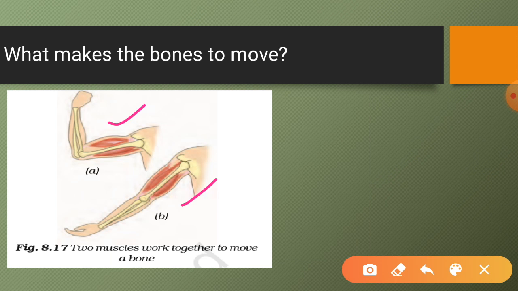So students, we have seen different types of joints that are present in our body. Then we have seen our skeleton and its components, basically all the bones which are present in our skeleton, later on the cartilage, and now how the bones of our body move.